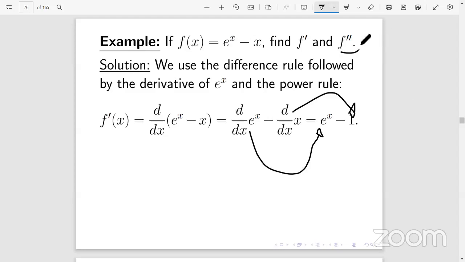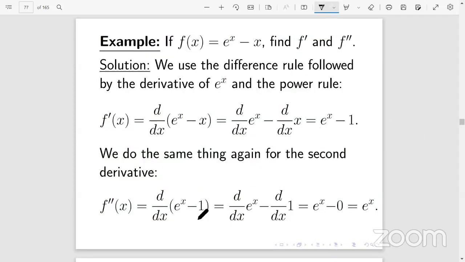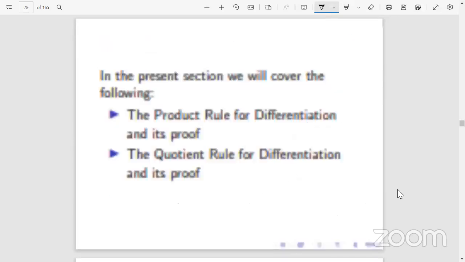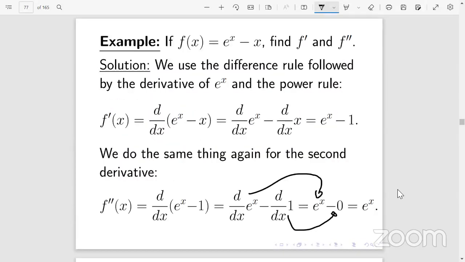Remember that to get the second derivative, we have to differentiate the first derivative again. Differentiating e to the power x, we still get e to the power x. Differentiating 1, we get 0. So e to the power x minus 0 is e to the power x. I hope that makes sense.